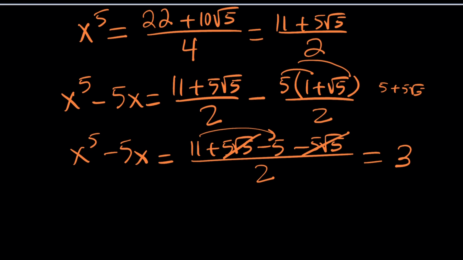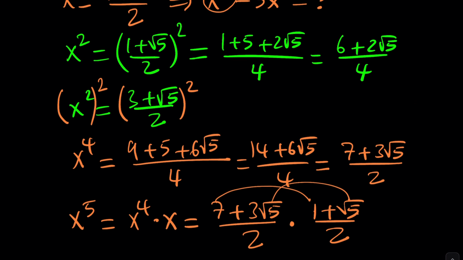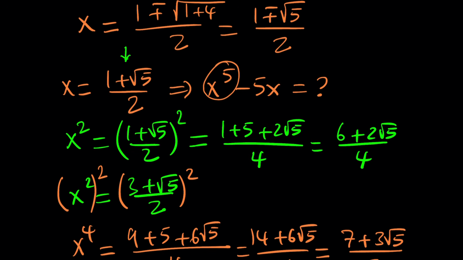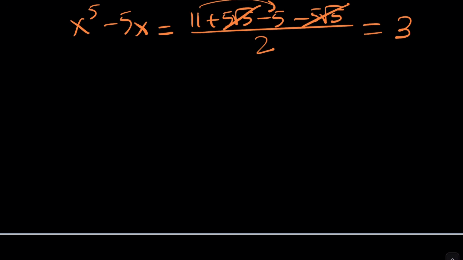Now, what would happen, and this is what I want you to think about, what would happen if you instead use x equals (1 minus root 5) over 2 instead of this, right? I want you to go ahead and explore that and see if you can arrive at the same value, okay? Now, let's go ahead and take a look at the second method.